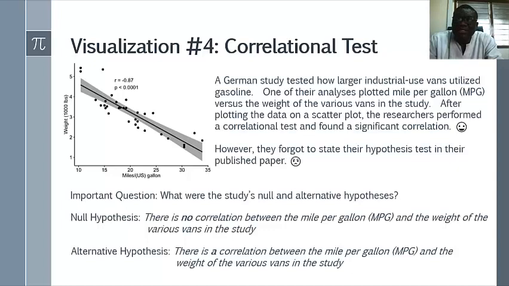Null hypothesis. There is no correlation between the miles per gallon, MPG, and the weight of the various vans in the study. The "no" is bolded for emphasis. Alternate hypothesis. There is a correlation between the miles per gallon and the weight of the various vans in the study. The "a" is bolded for emphasis.